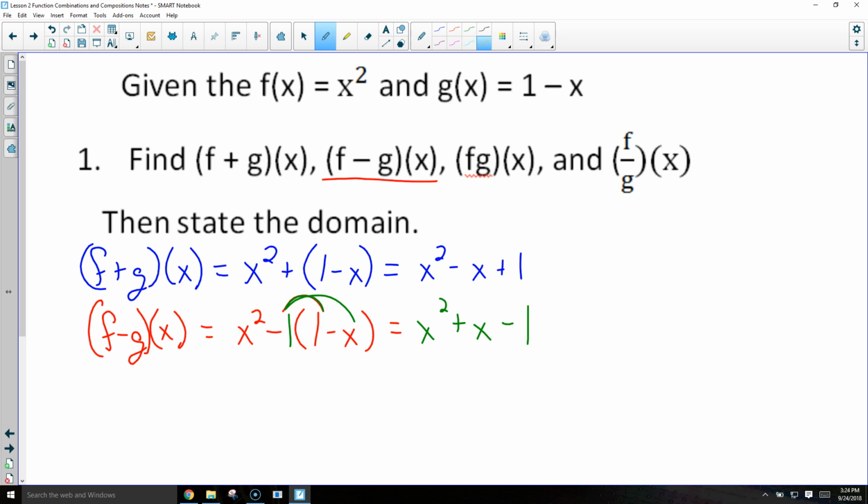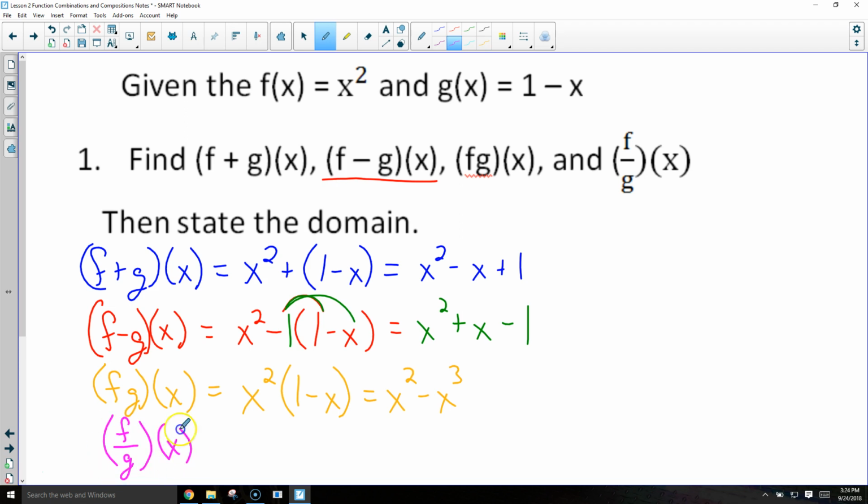Third one is f times g of x. So I'd take x squared times 1 minus x, and we would end up with x squared minus x cubed. And then the last one, f over g of x. We would want to take x squared divided by 1 minus x. And there's no simplifying that we can do to that problem, so we're just done with it.